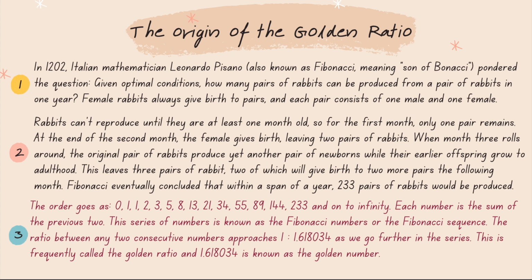The order goes as 0, 1, 1, 2, 3, 5, 8, 13, 21, 34, 55, 89, 144, 233, and on to infinity. Each number is the sum of the previous 2 in the series, like 1 plus 2 gives us 3 and 2 plus 3 gives us 5. This series is known as the Fibonacci numbers or the Fibonacci sequence, and the ratio between any 2 consecutive numbers is 1:1.618034 and is called the golden ratio, while 1.618034, which is irrational, is known as the golden number.